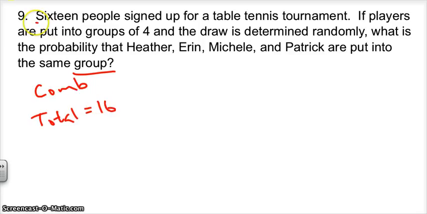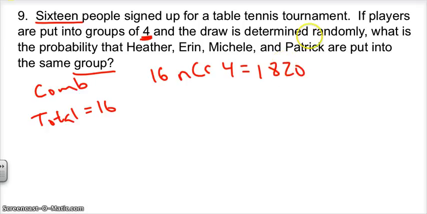So since it's a combination with 16 people, we are going to write this as 16, then PRB, and it's an nCr. You hit 4 because we're making groups of 4. That's going to equal 1,820. However, we are looking for the probability.